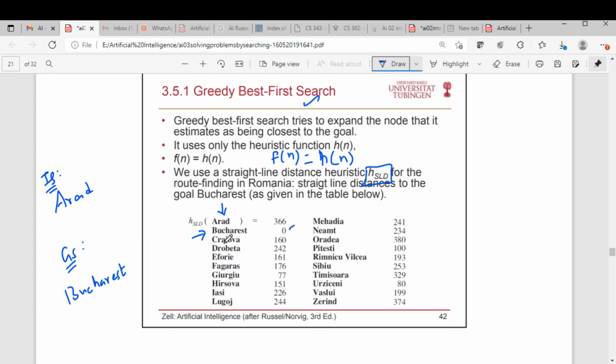It is 0. This is the straight line distance from Craiova to Bucharest. It is 160 kilometers. Straight line distance from Drobeta to Bucharest 242. Straight line distance from Eforie to Bucharest 161. So on and so forth. So let us assume that this straight line distance is already readily available somewhere else, or someone has given it to us, and that we are going to use it as the heuristic function. So heuristic is just an estimate. Here we are considering the straight line cost as the heuristic. Now with this we are going to continue the algorithm.